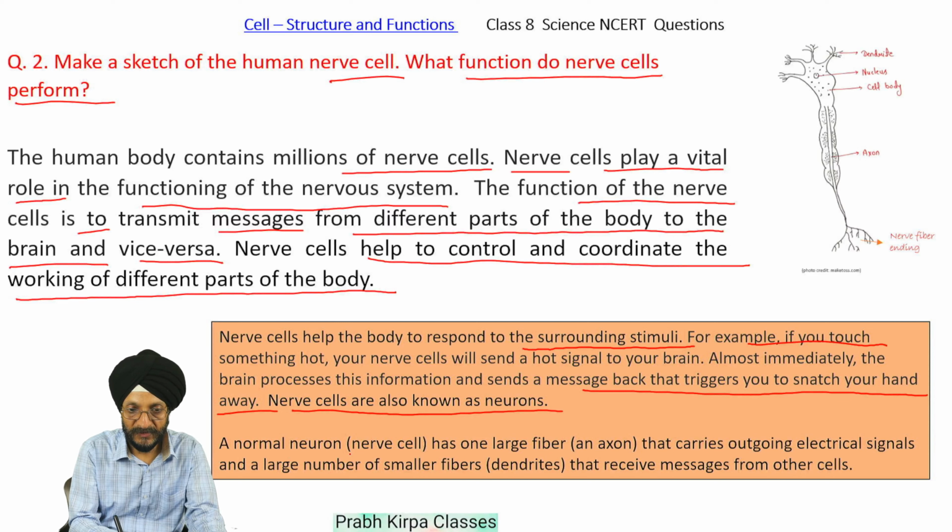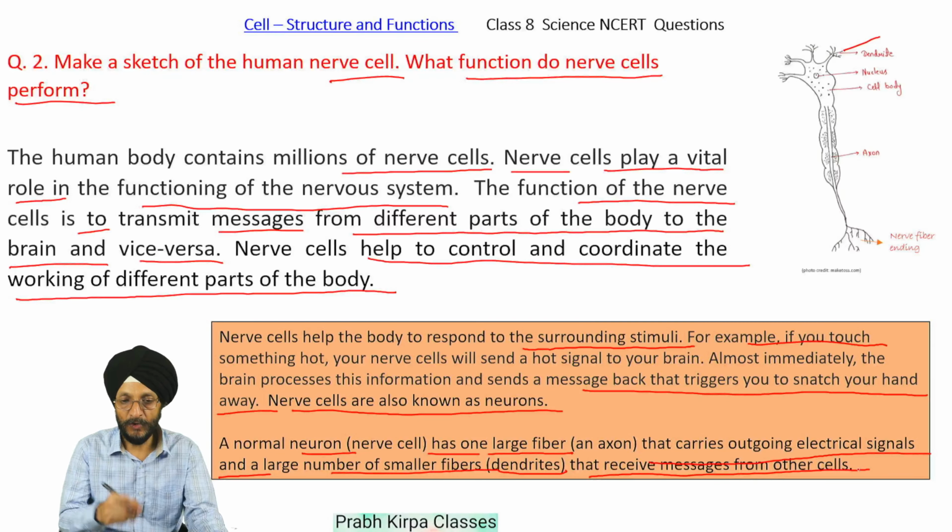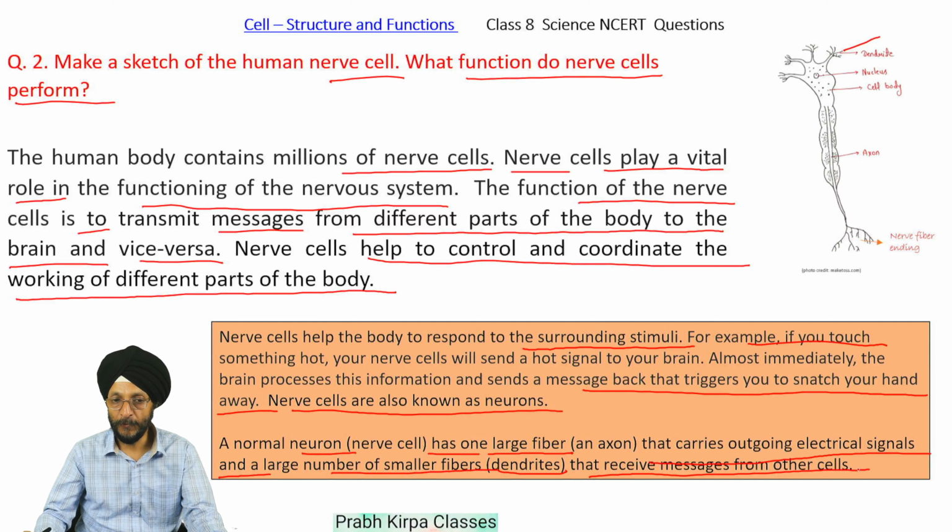A normal neuron or nerve cell has one large fiber known as axon that carries outgoing electrical signals, and a large number of smaller fibers called dendrites that receive messages from other cells. So the main function of nerve cells is to transmit messages from the brain to different parts of the body and from different parts of the body to the brain.